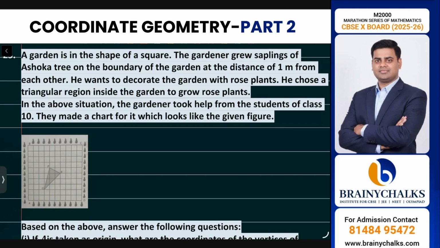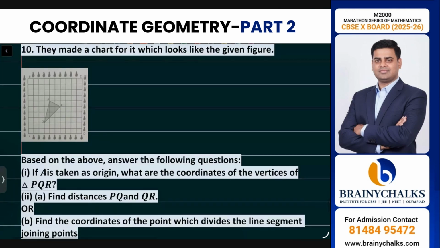The gardener grew saplings of Ashoka tree on the boundary of the garden at the distance of 1 meter from each other. He wants to decorate the garden with rose plant. He chose a triangular region inside the garden to grow rose plant. In the above situation, the gardener took help from the student of class 10. They made a chart for it, which looks like the given figure. Based on the above, answer the following question.